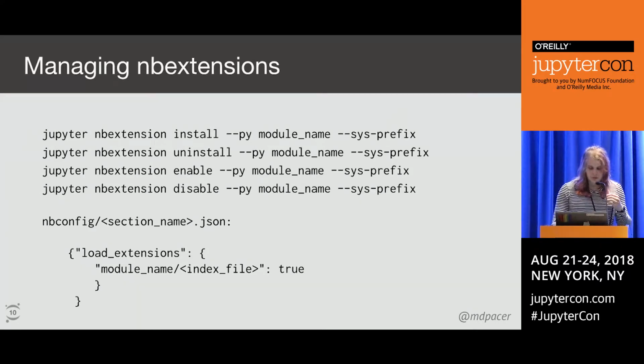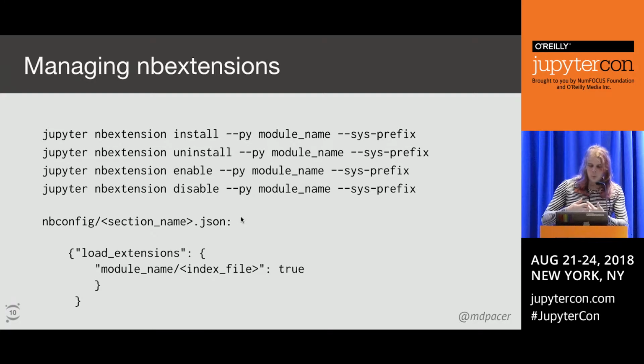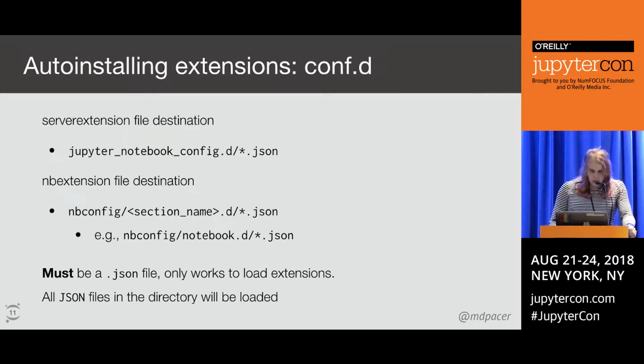And where these are placed is under the directory nbconfig, and then the name of the section.json, and then the content of that file would be something like load_extensions, and then a key, module name, and whatever that base file happens to be for loading all of your extensions.